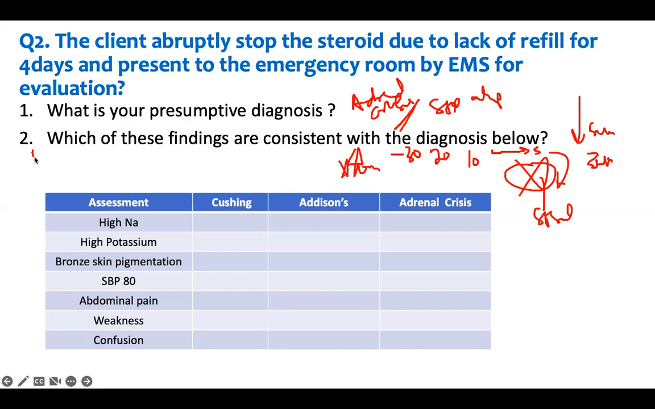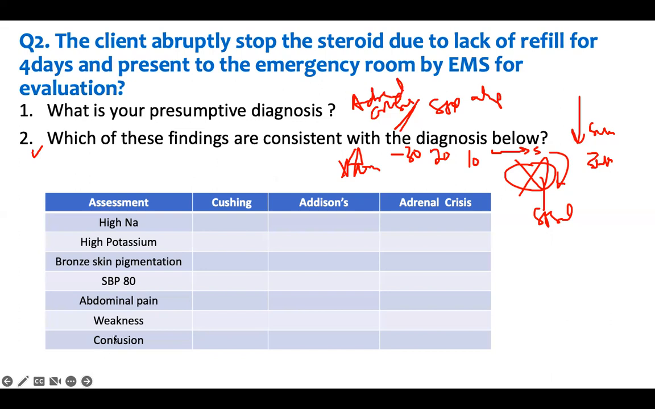Then number 2, this is what I want you to work on. Which of these findings are consistent with the diagnosis below? I intentionally did it this way so that if you're doing traditional one, you have to know all these 3. If you're doing next generation, you have to know all these 3 to be able to distinguish it. And therefore, I want you to distinguish it. I've given you the signs and symptoms. Just put it back to where it belongs.